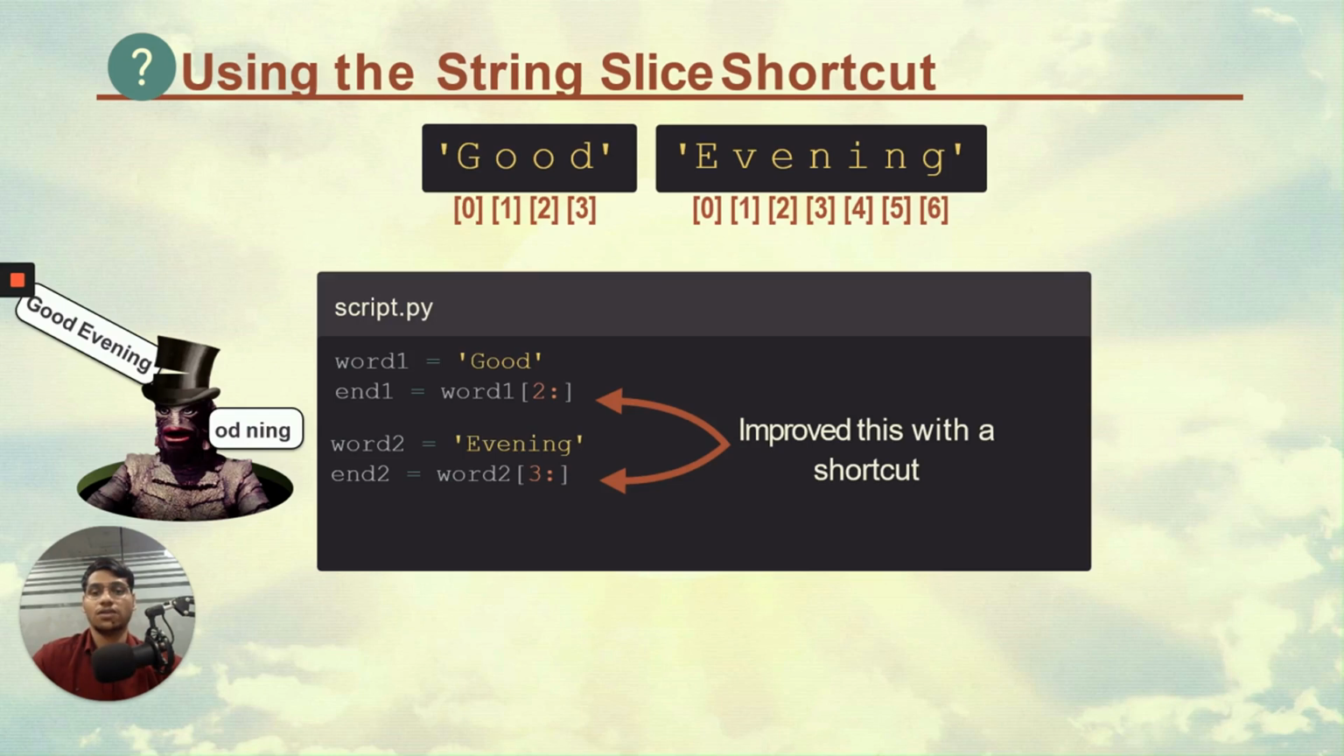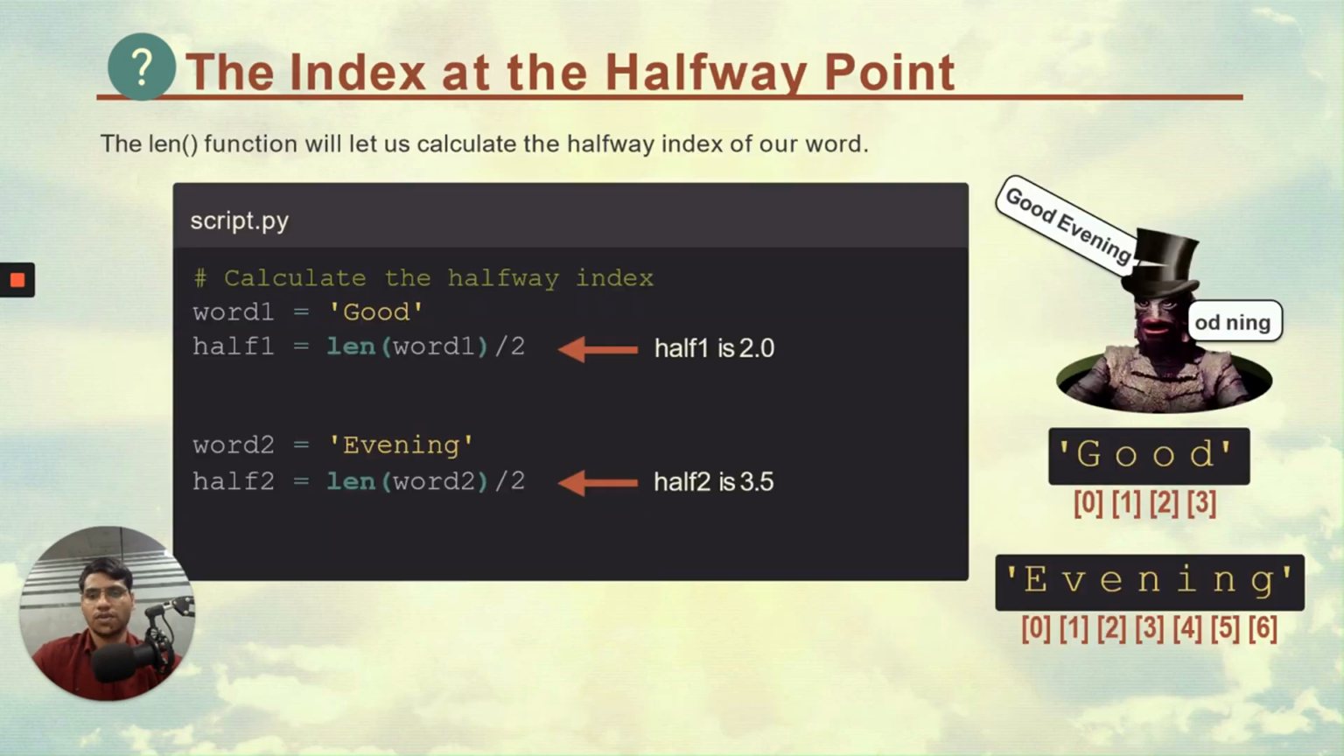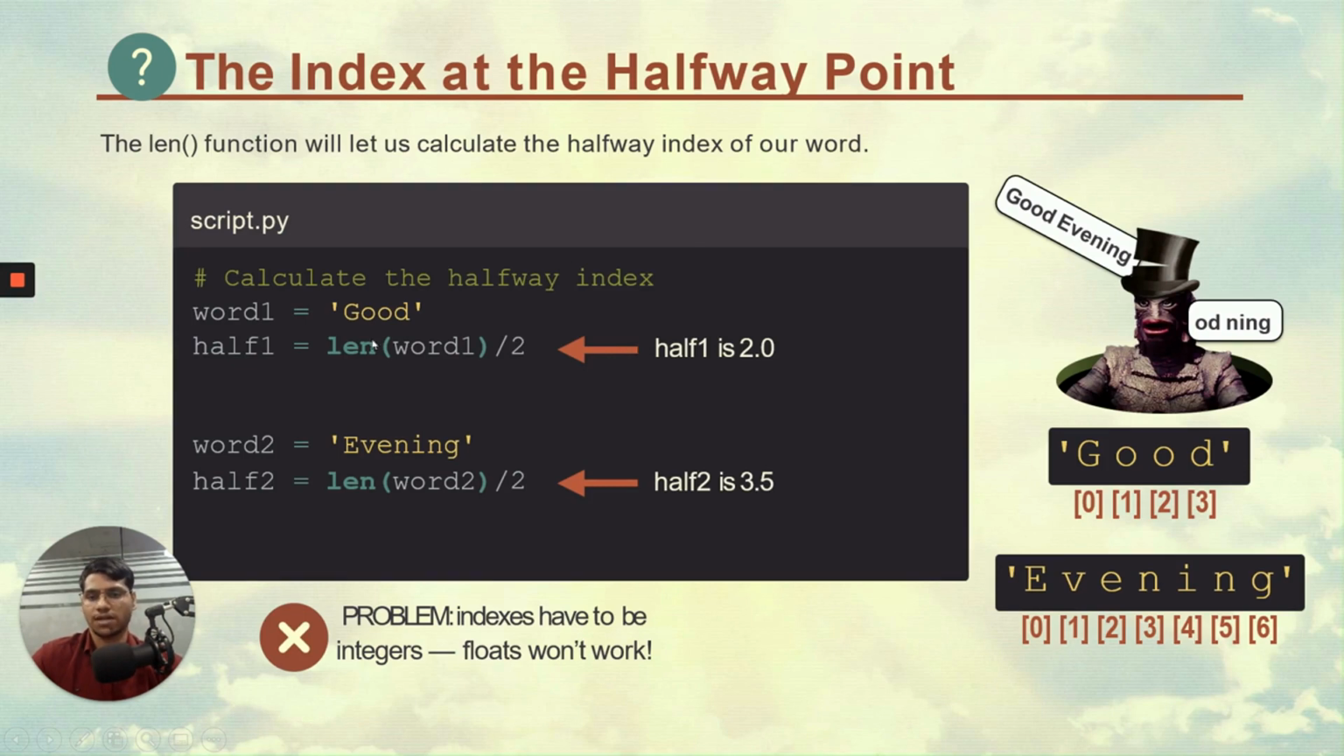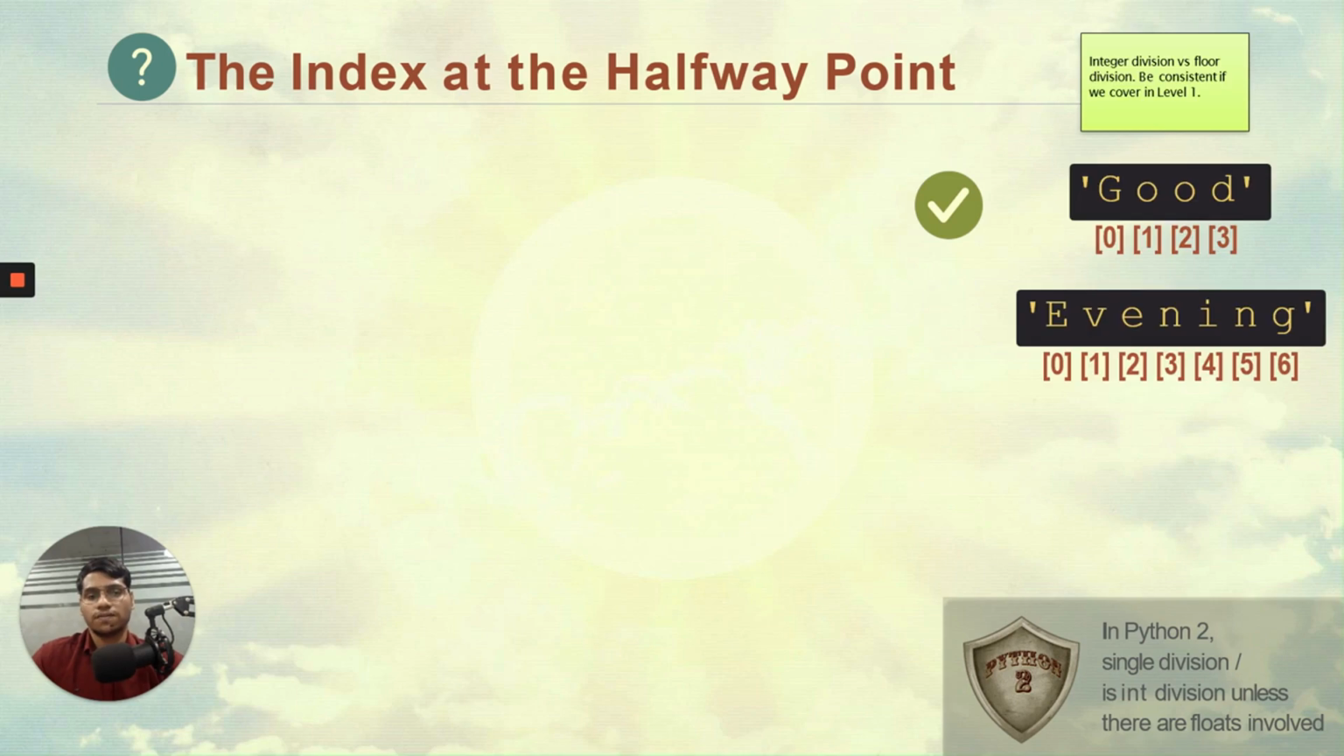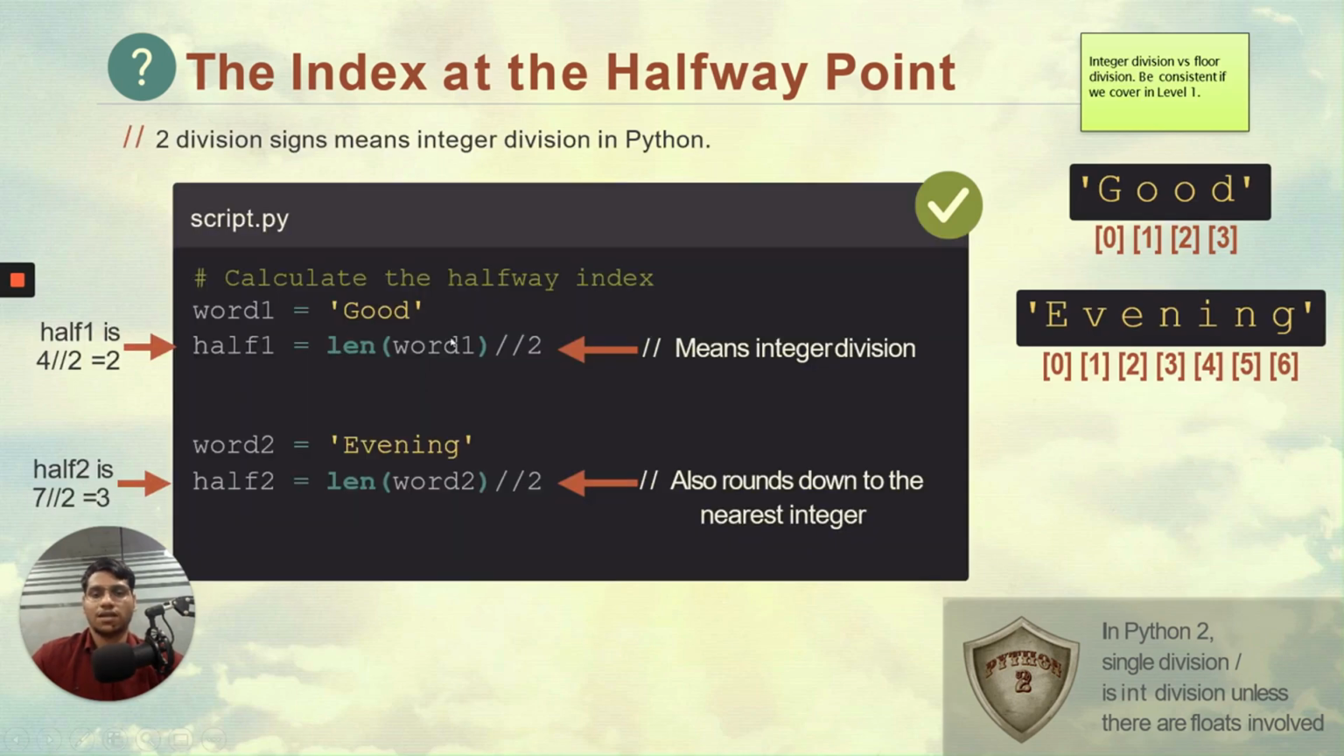Yes, I can use the length function. So I'll use the length function and figure out the center point. That is, I'll do length of word1 divide by 2. But if I do this, I'm going to get a value that is 2.0, which is not an integer, but a float value. So if I want an integer value, instead of writing single slash, I'll use double slash. This double slash will give me an integer value.